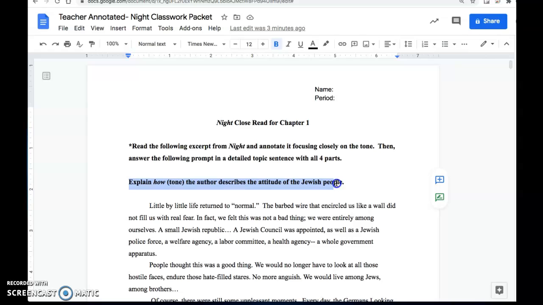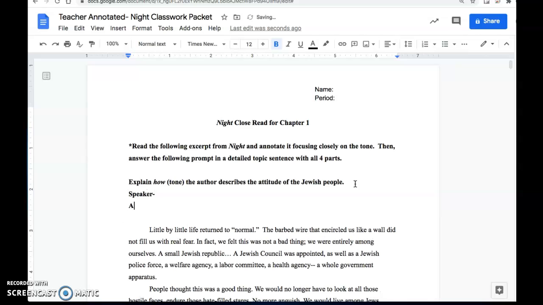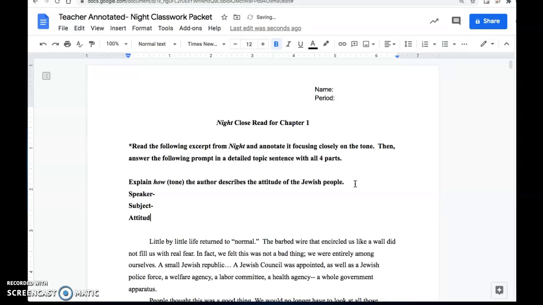Explain how the author describes the attitude of the Jewish people. So in order to find tone, we need to find a speaker, the subject, and the attitude. So there are 2 ways that you could do this. You could go through and annotate the close read and plug these in after, but sometimes you can get away with using the prompt information to fill these for you.